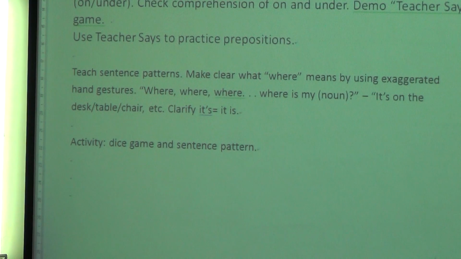So what is the question? What should it be? Where? Oh, you show them something that they know is in the classroom, like a pen, a pencil, a book, something easy.